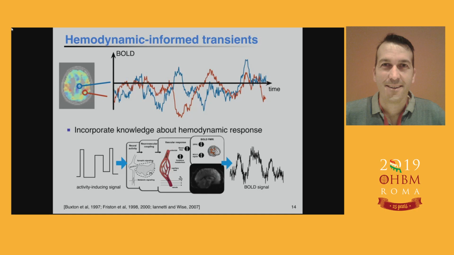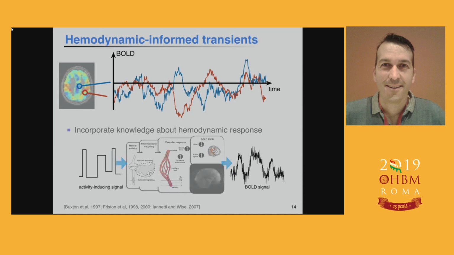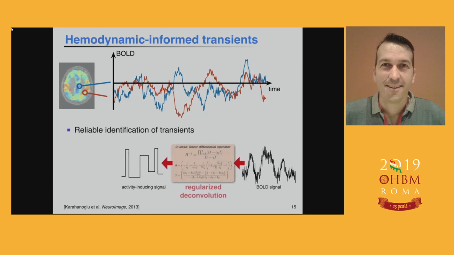Supposedly, we have an activity-inducing signal that, through neurovascular coupling and the vascular response, leads to the BOLD fMRI signal that we measure. Now, it is possible to deconvolve the measured BOLD signal in a regularized way, so as to get back to the activity-inducing signal, and then compute a derivative in time of this activity-inducing signal, which leads to what we call the innovation signal.